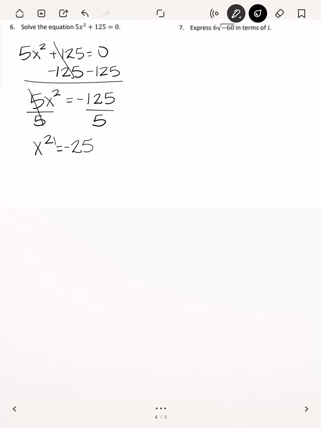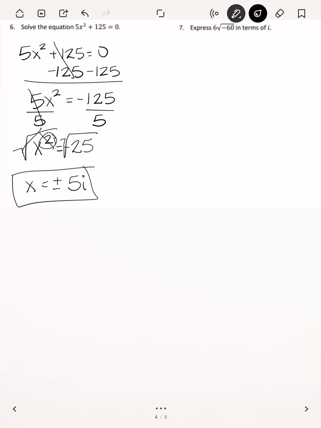And now I have something that's squared, and I want to undo it, so that's where I take the square root. Remember, they're opposites, they're inverses. The radical cancels out the exponent. I'm left with x. Anytime I take the square root, I have plus or minus. The square root of 25 is 5, and it has a negative number under the radical, so I have an imaginary solution. So x equals plus or minus 5i.